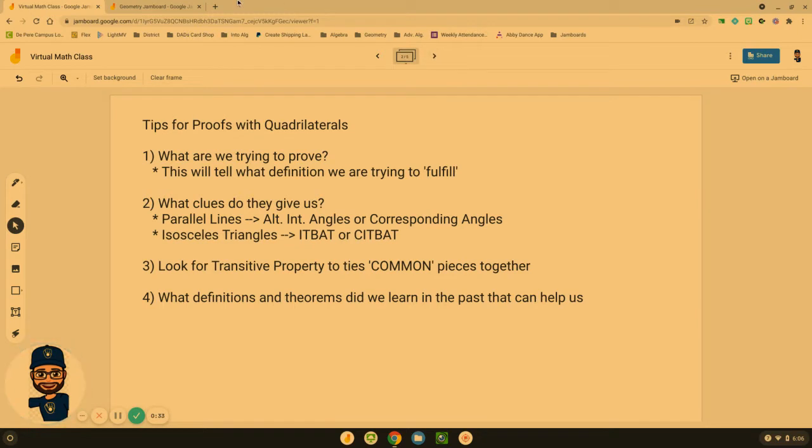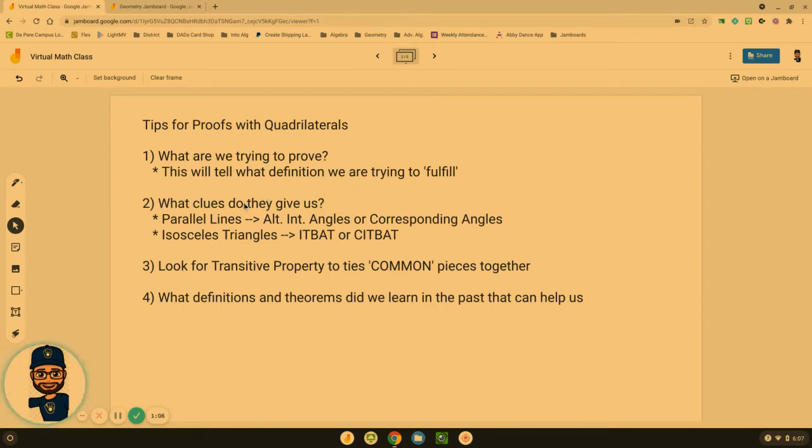In this section particularly, we want to know, what are we trying to prove? Are we trying to prove it's a parallelogram? A trapezoid? A square? Because that key piece will tell us what definition we're trying to fulfill, right? Again, if it's a square, I need to show somehow that there are all 90-degree angles and that each side is congruent to every other side. So the definition and knowing what we're trying to prove will help us.